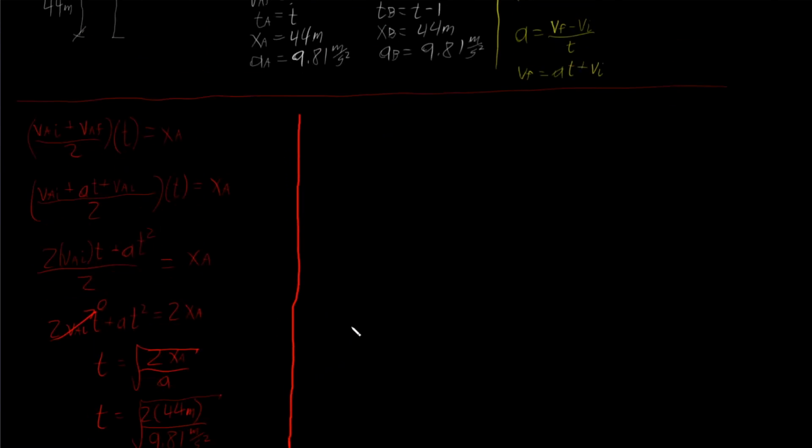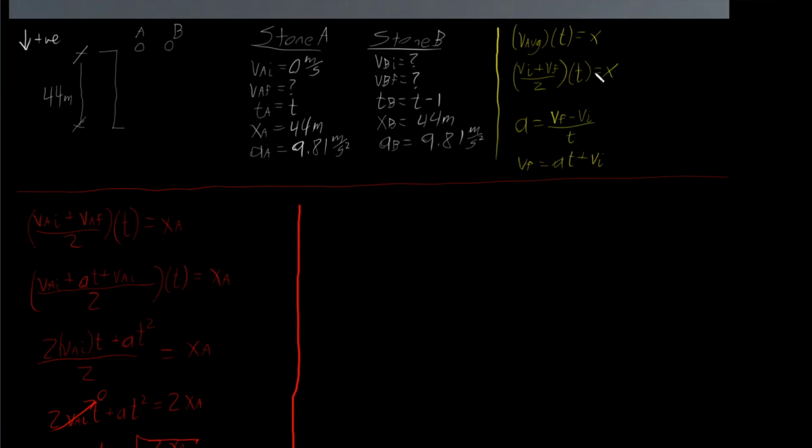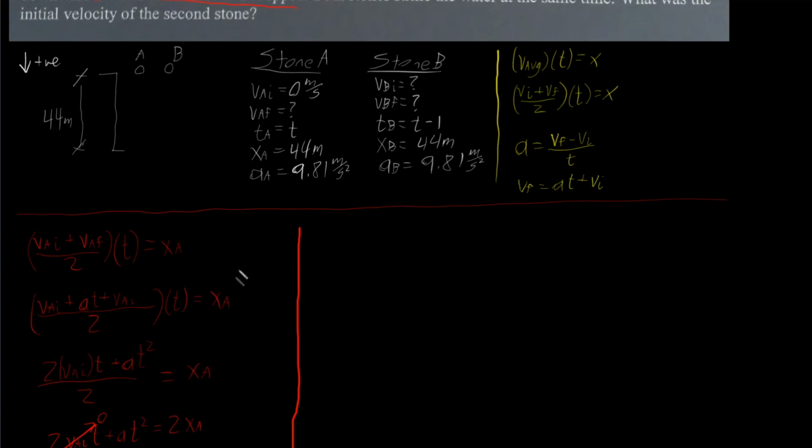for stone B now. So let's start with this same equation that we had up here. Average velocity times time is equal to distance. We were looking at stone A earlier. Now let's take a look at stone B. So average velocity is equal to initial velocity plus final velocity divided by 2. And if we multiply this by time, and this should be time B because we're taking a look at stone B right now, then this will be equal to the distance that stone B travels.